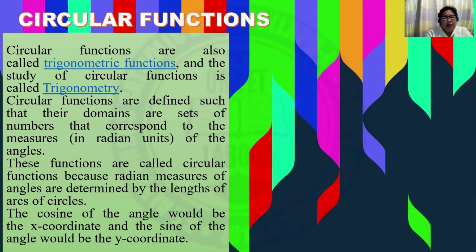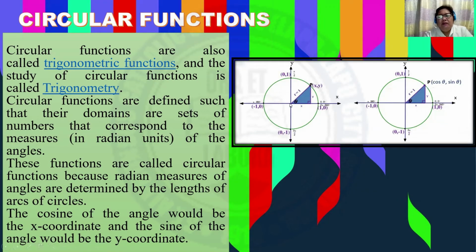The cosine of the angle would be the x coordinate, and the sine of the angle would be the y coordinate. So in this illustration, if the center is at the origin, the hypotenuse or the radius is equivalent to 1, then this point represented by P with coordinates x, y, this x coordinate can be called the cosine theta, and this y coordinate can now be called sine theta.